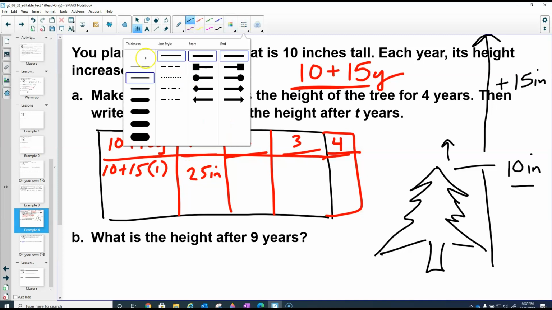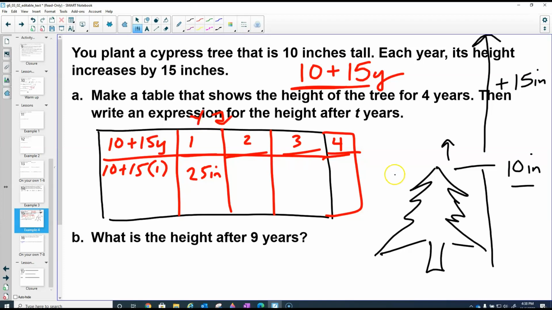So now I'm going to go to 2 years. So I take my equation and I put in 2 years. PEMDAS says I do this first. So now I have 10 plus 30. 30 plus 10 is 40. So it'll be 40 inches in 2 years.